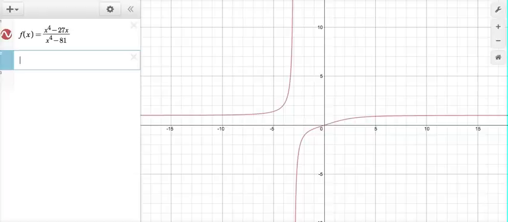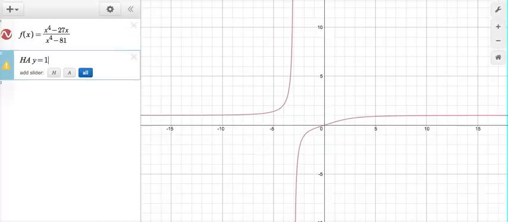The first thing to do, of course, is to factor both the top and the bottom. But before that, let's just look at the horizontal asymptote. We know that we take the biggest term on top and the biggest term on the bottom. So that means that we cover up the 27x and the 81, and we get x to the fourth over x to the fourth. That means that the horizontal asymptote is y equal to 1.